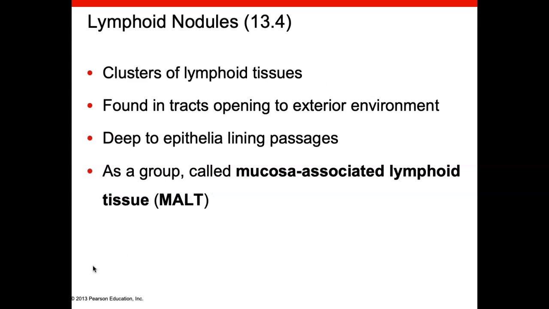So the lymphoid nodules are clusters of lymphoid tissue, and they're found in tracts opening to the external environment. They're deep to the epithelia lining these passages. As a group, these are called mucosa-associated lymphoid tissue, or MALT.